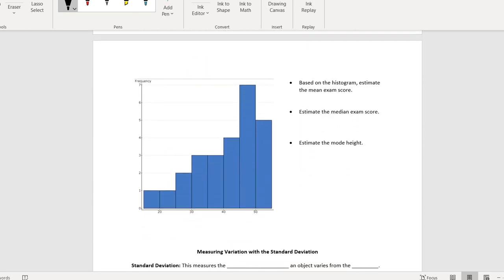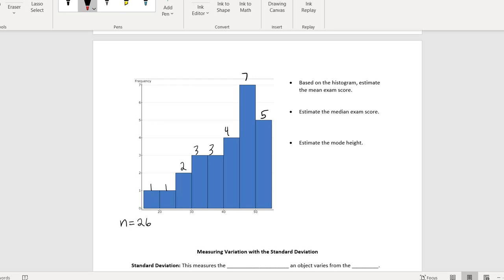Now let's explore estimating, finding the mean, the median, and the mode using a graph. So if we look at this histogram, first off, I'm going to go ahead and label the frequencies. So there's 1, 1, 2, 3, 3, 4, 7, and 5. Okay, so my total amount of observations is 26.